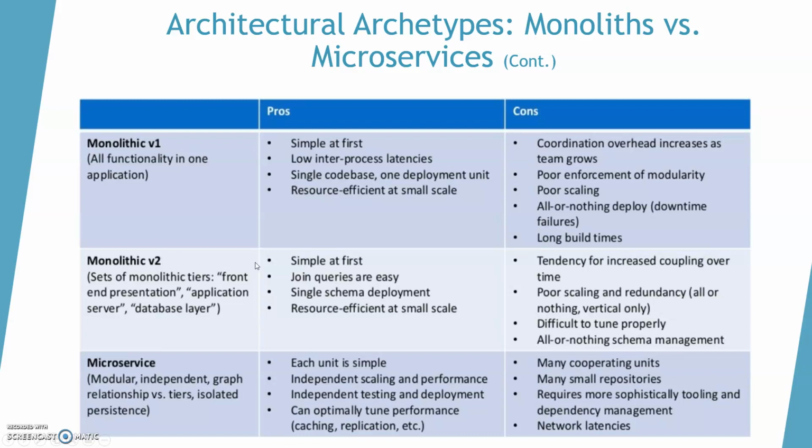Then you have the monolithic version 2. It's like the monolithic but split up into front end, back end, and database layer. So this is a little more broken up than version 1, but you still run into the issues of poor scaling and redundancy. It's difficult to tune properly, and it has an all or nothing schema management. But it does offer a few pros as well: it's simple at first and still resource efficient. It's a single schema, so that is easier to manage at first, but as technology changes, that could be difficult.